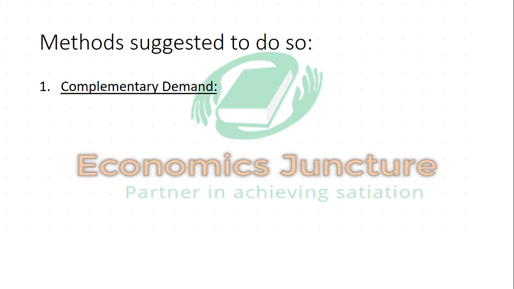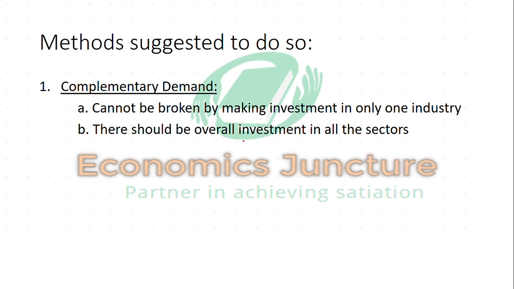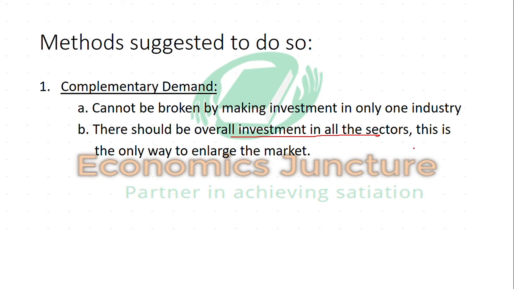We'll see the methods which are suggested to overcome this vicious cycle of poverty. There were four methods primarily which he suggested. One is to create complementary demand. Now, how to do it? Because the problem is that with only one industry, you cannot break this vicious cycle of poverty by making investment into that. So you need several industries. This is the only way to enlarge the market actually, right?